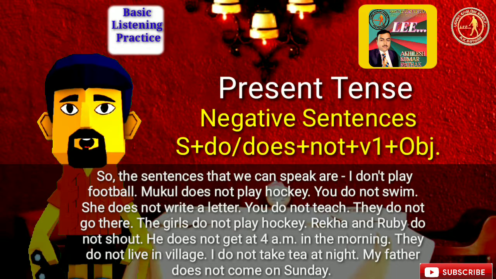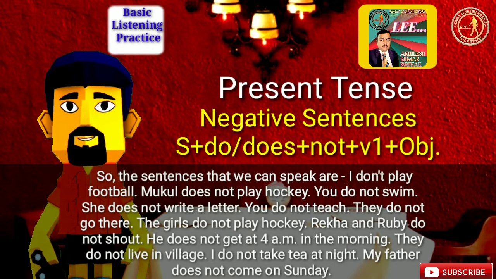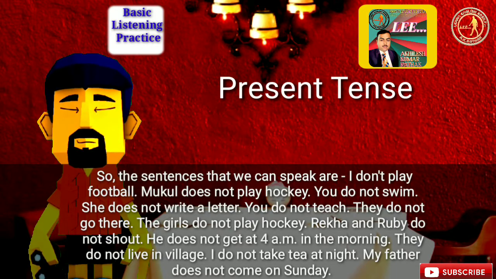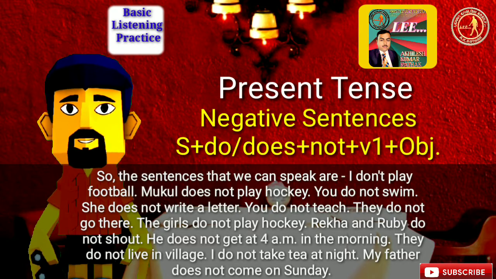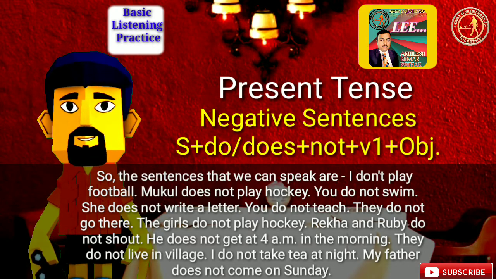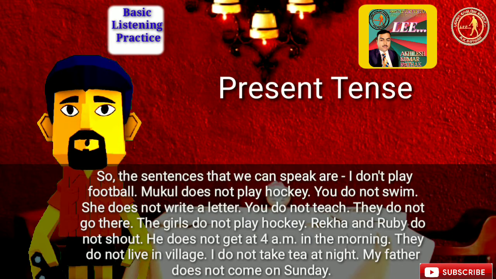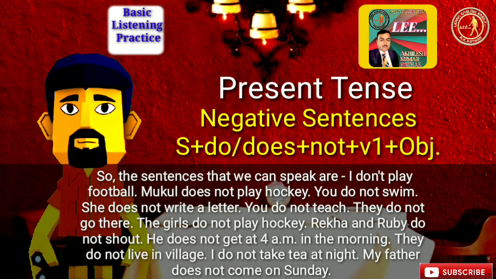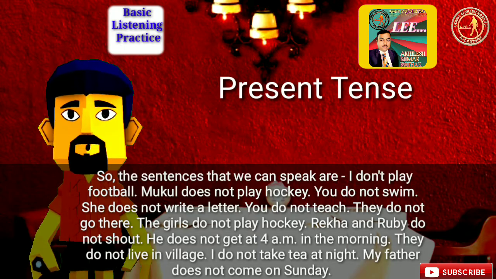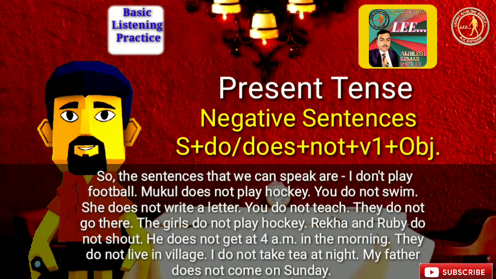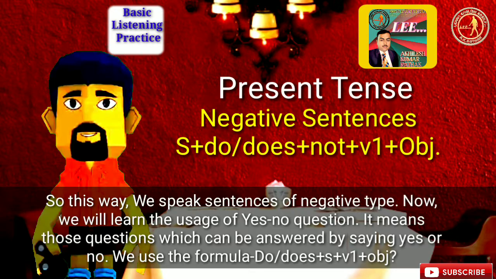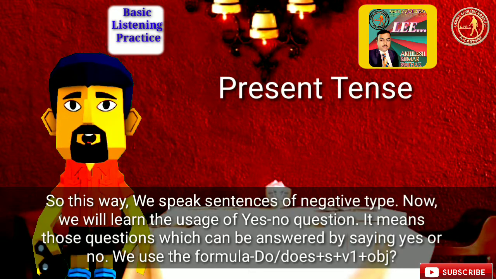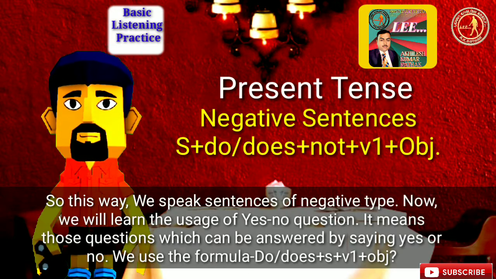The girls do not play hockey. Rekha and Ruby do not shout. It does not get up at 4 a.m. in the morning. They do not live in village. I do not take tea at night. My father does not come on Sunday. So this way, we speak sentences of negative type.